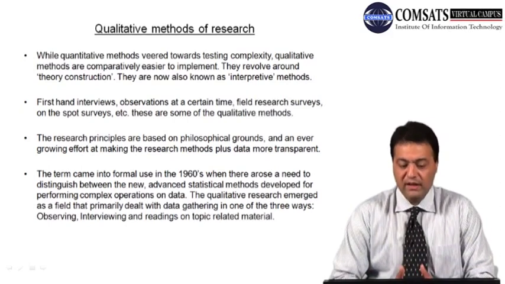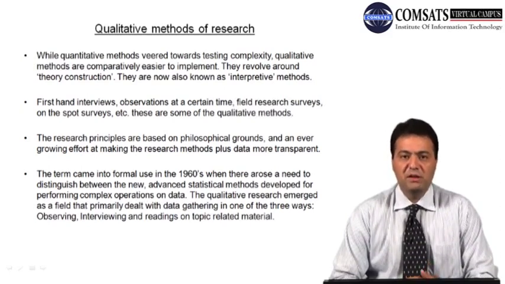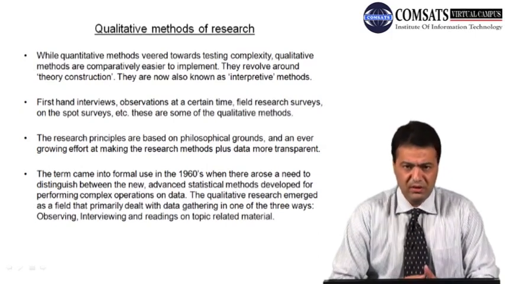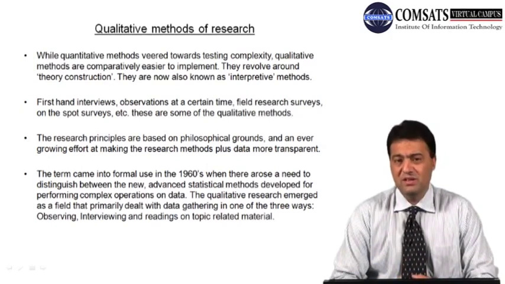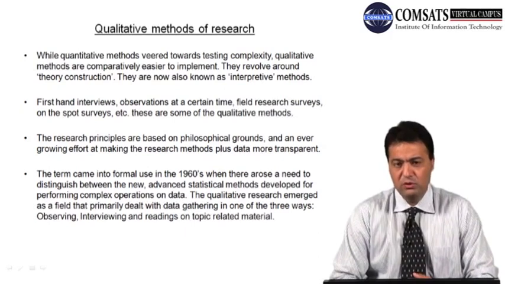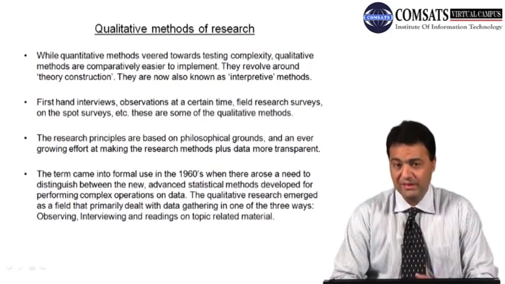While quantitative methods veer towards testing complexity, qualitative methods are comparatively easier to implement. They revolve around theory construction. They are also known as interpretive methods. First of all, it was during the 1950s and 60s when these qualitative methodologies were initially thought of, and they got to be used extensively in many fields. They were just known as qualitative methods of research, but now they are also known as interpretive methods of research.